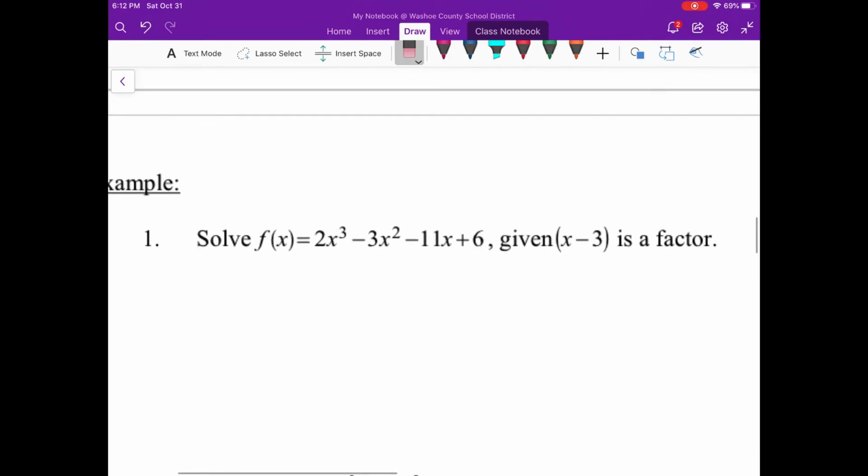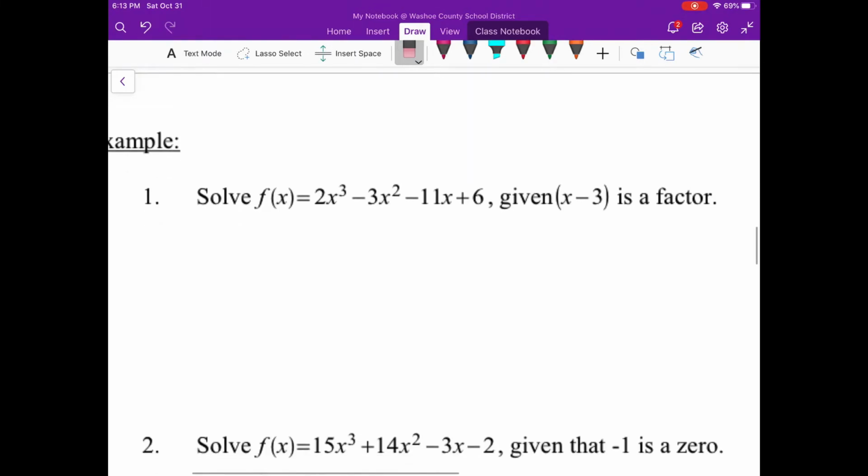So we're going to be given a polynomial that's not a quadratic. So we spent some time solving quadratics by doing the quadratic formula, by factoring, all that fun stuff. So we know how to solve quadratics. But using synthetic division, we are able to solve for other polynomials that are not quadratic, so trinomials, quartics, and so on, okay?